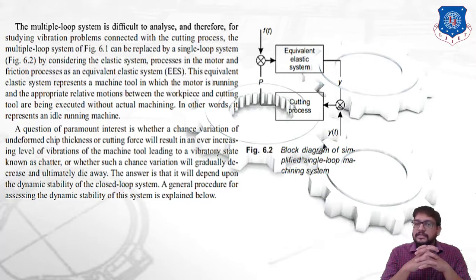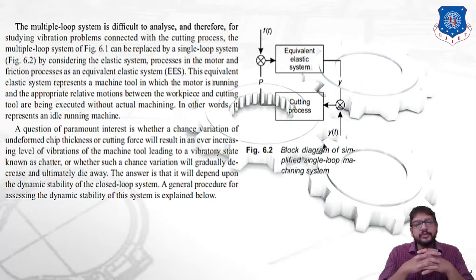By considering the elastic system, processes in a motor and frictional processes as an equivalent elastic system, that is called EES, equivalent elastic system, all the three are included in one. And this equivalent elastic system represents a machine tool in which the motor is running and the appropriate motions between the workpiece and a cutting tool are being executed without actual machining. In other words, we can say that it represents an ideal running machine.